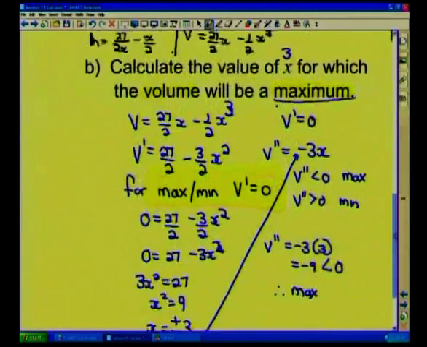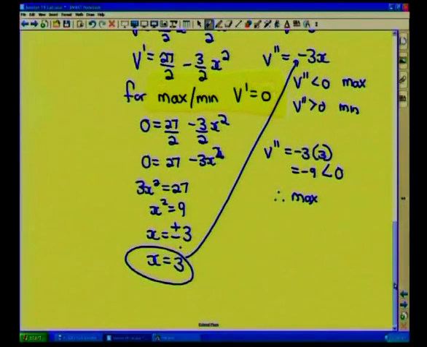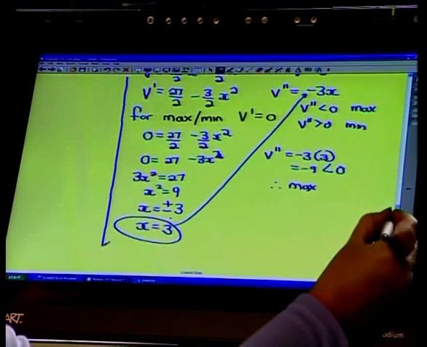I could have also asked you what is the maximum volume. Now that wouldn't have been a problem, because all you would have done then is you would have substituted this x value back into your formula for volume, and you would have solved. So let's just, for the sake of the question, go and do just that. Let's take it up again.